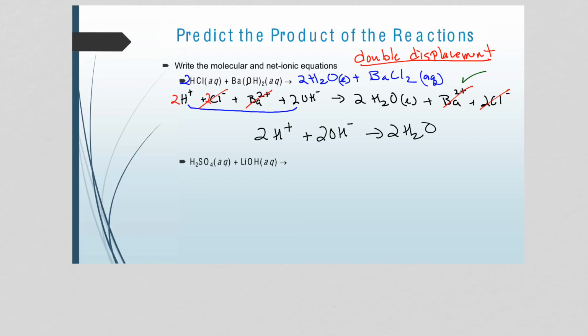Now, most likely we would write this back. We could simplify this. It would be perfectly fine to simply write this as H plus, OH minus goes to water, right? We could cancel out all those 2's since it reduces down. That's liquid, and these would be aqueous. Okay. So let's try one more here.